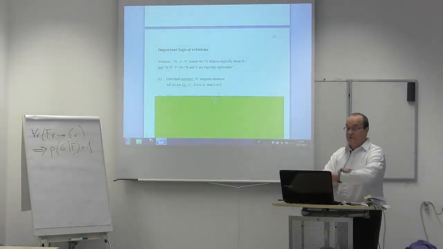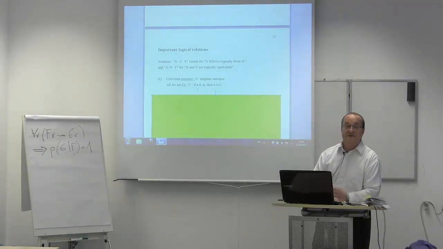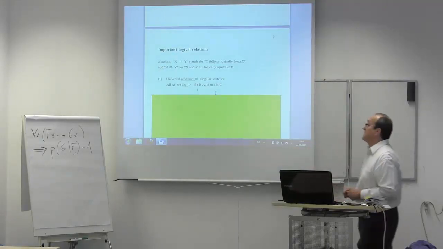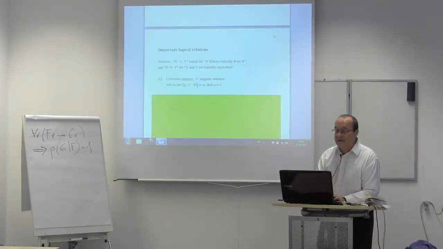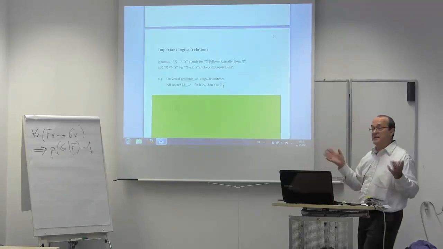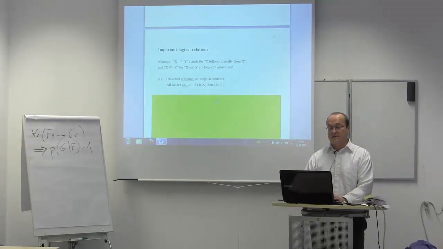First, a universal sentence implies a corresponding singular sentence. All A's are C's implies if this individual, small a, which denotes an individual, has the property capital A, then it has the property capital C. So that is, of course, clear. It shows that a universal sentence implies singular ones. So they are stronger.